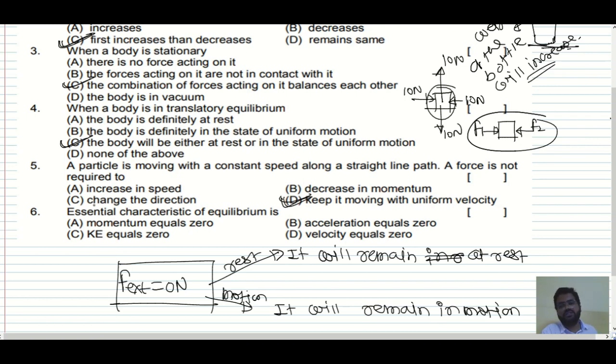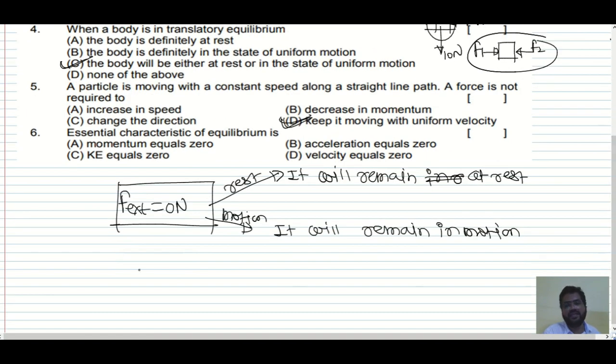Sixth question now. Essential characteristic of equilibrium is: momentum equals 0, acceleration equals 0, kinetic energy equals 0, or velocity equals 0? What does equilibrium mean? It is the acceleration that needs to be 0. Momentum might be 0, might not be 0. Kinetic energy might be 0, might not be 0. Velocity might be 0, might not be 0. But the acceleration must be equal to 0, right?